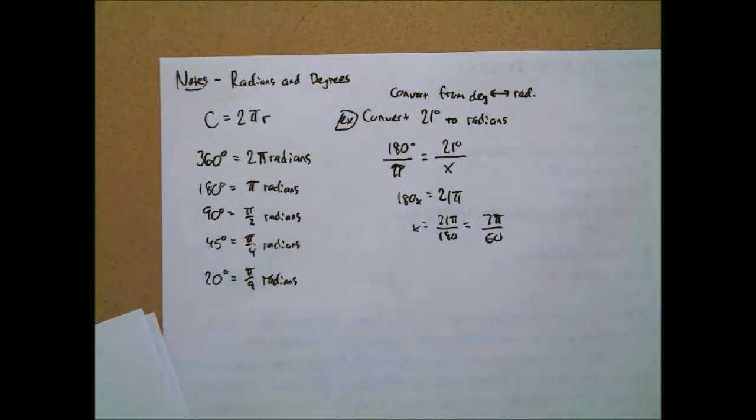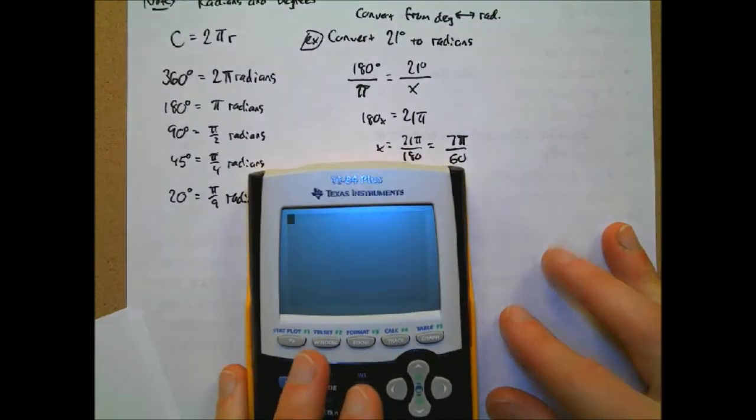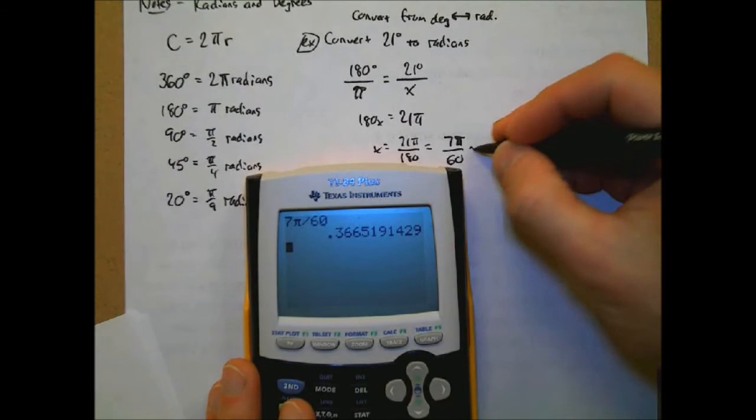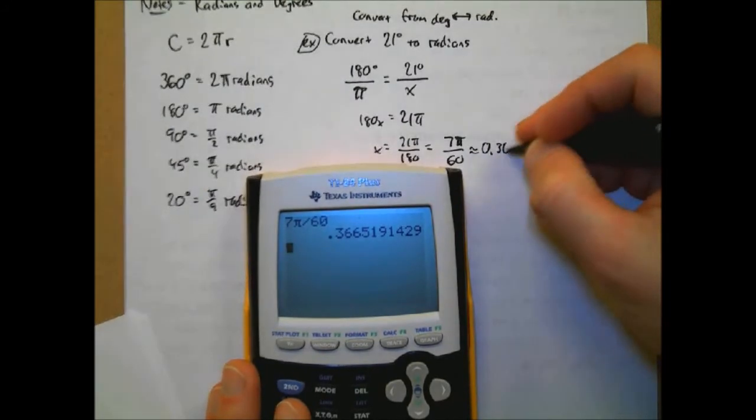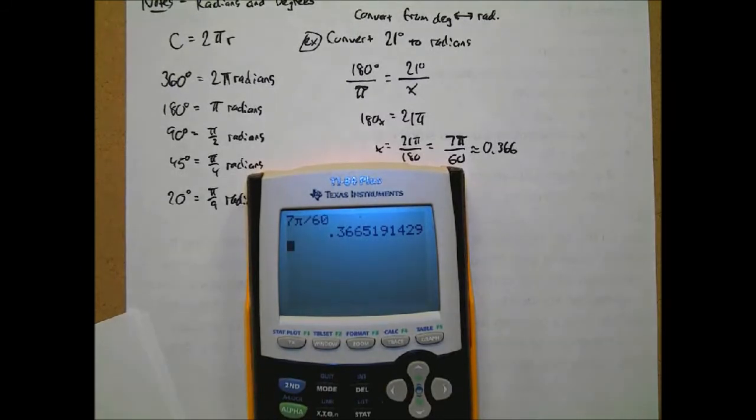Okay. If you really wanted to, you could plug this into your calculator. And the problem is, though, you're just going to get some nasty decimal because we're going to take pi, multiply it by 7, and then divide it by the 60 there. And so you get this. Okay, so approximately 0.366, you know. If you want to say 0.367 there, I guess that does round up to that.